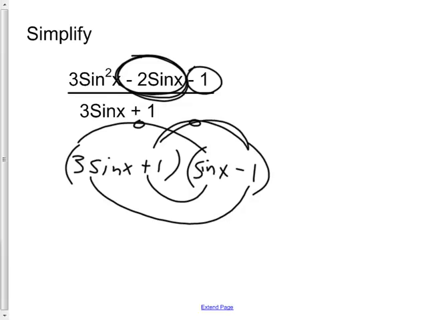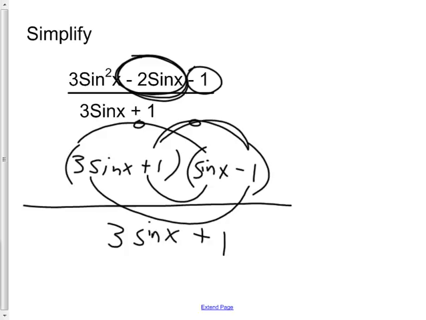Anyway, and then I have on the bottom 3 sine x plus 1. Cancels, sine x minus 1. Raise your hand if you had that one right. Good. All right. You noticing we're doing a fair amount of factoring? You notice the quadratics are coming up a lot? You notice that we've done some conjugates?